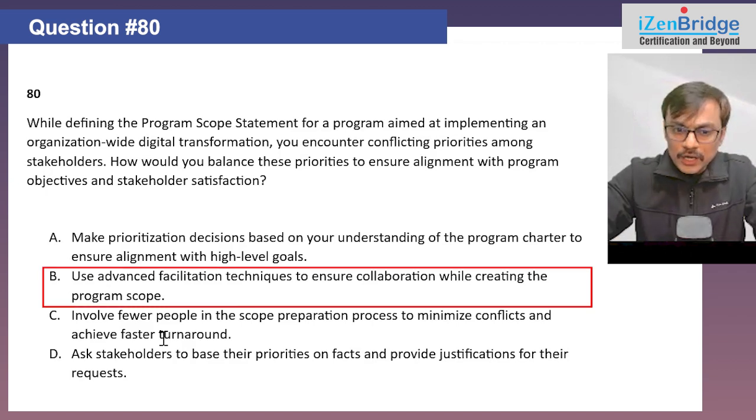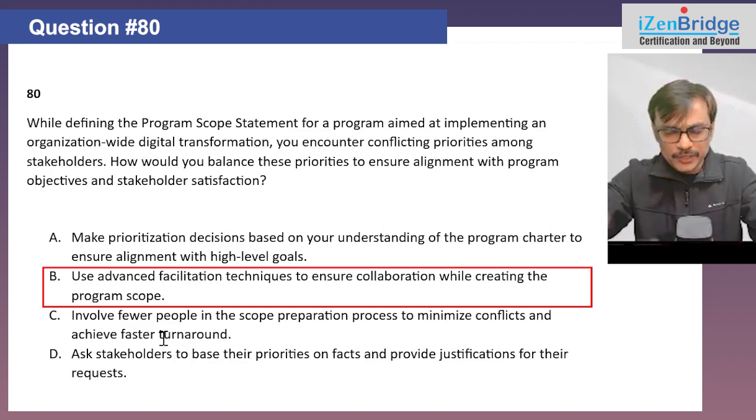Option B, use advanced facilitation technique to ensure collaboration while creating the program scope. Looks a fair, good idea. We will be doing meeting management, brainstorming, product box exercise, whatever can help us in bringing the ideas, prioritizing the ideas, using dot voting. So a good idea.